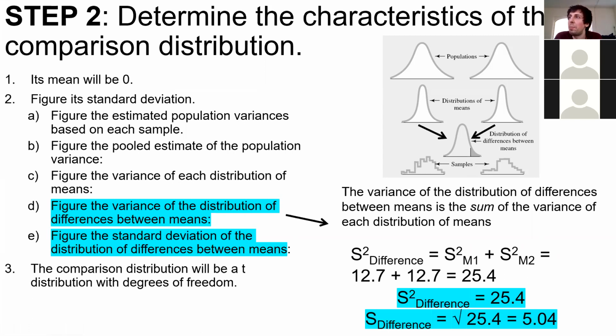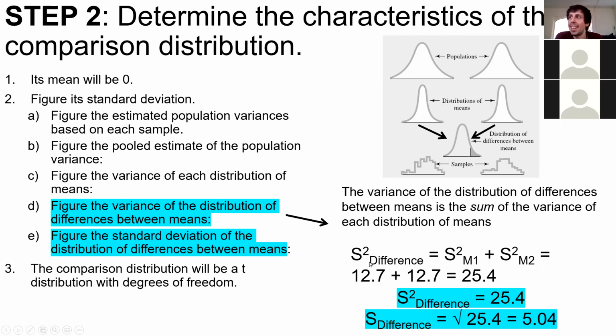For some reason, I'm reaching in my head for a reference to the anime series Dragon Ball Z, where characters did a dance and they fused together. And that is kind of like what S-squared difference is. That's what the distribution of difference between means is. It is a fusion of our two sampling distributions.